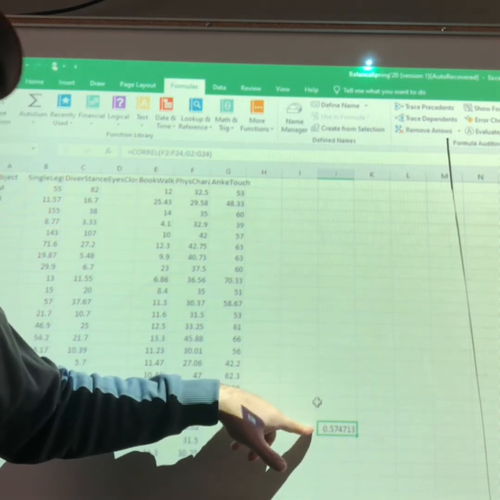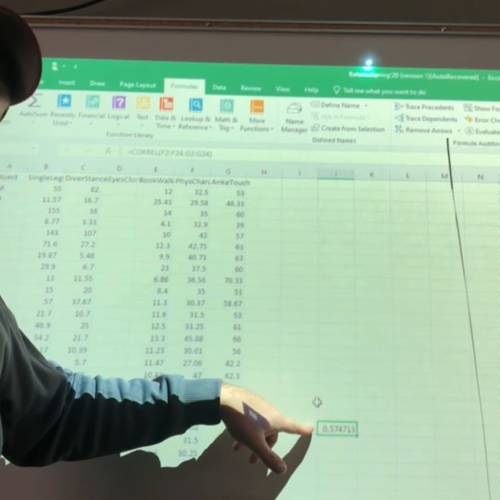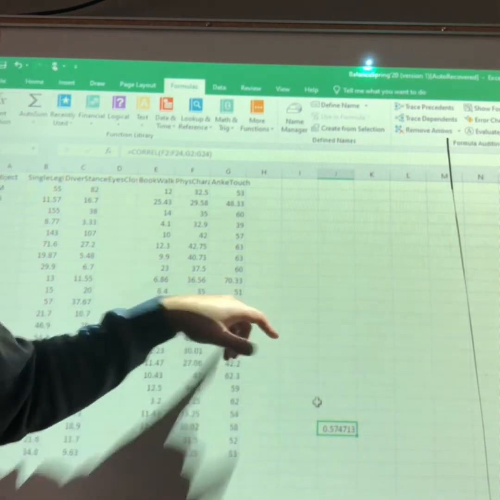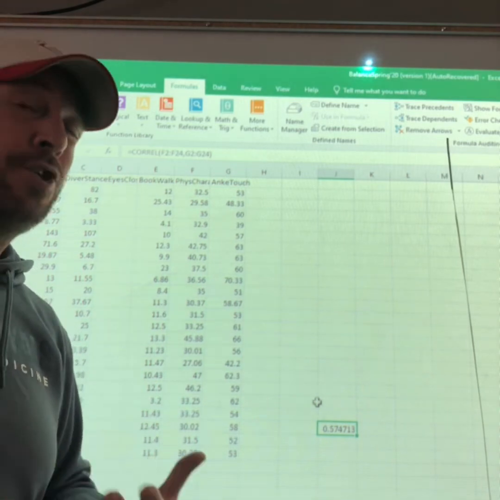If this were negative, remember, it doesn't change the fact that it's a good or bad relationship. It just means that it would be a negative relationship between our physical characteristic and our ankle touch. So let's take a look at that visually, and we can see.